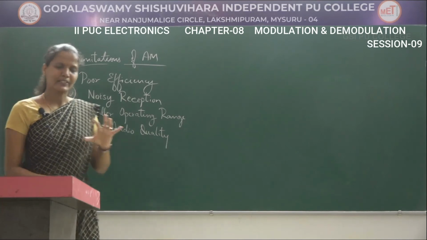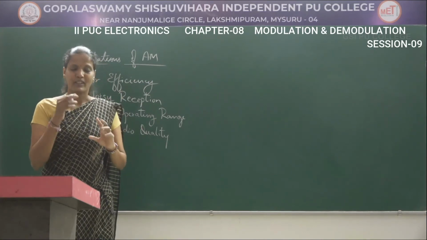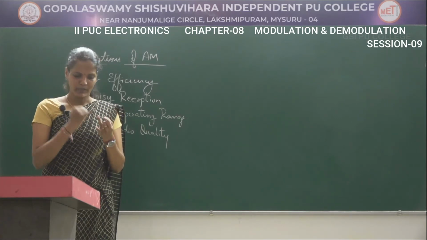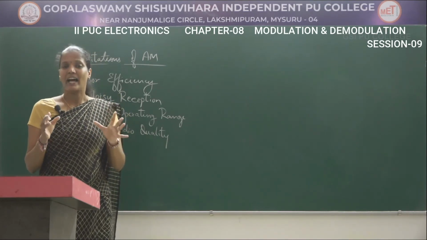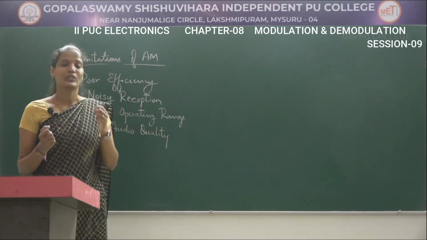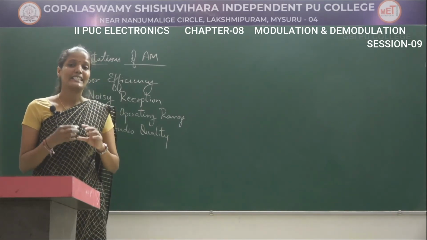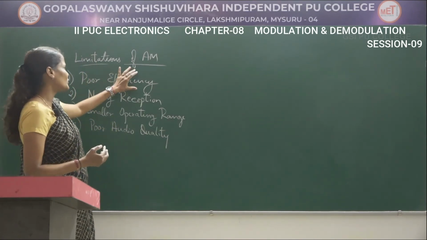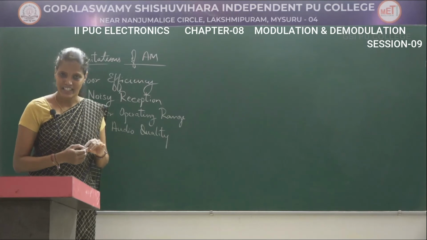Poor efficiency. As we have already discussed, in this amplitude modulation we get three separate components in the amplitude modulated signal: one carrier component and two sideband components. The actual information is present in the sidebands, and the power level of these signals is just equal to 33% of the total power. So the remaining 67% is just going to waste, which does not contain any kind of information. So the efficiency of this amplitude modulation is very poor, even when the modulation is done for the complete 100%.